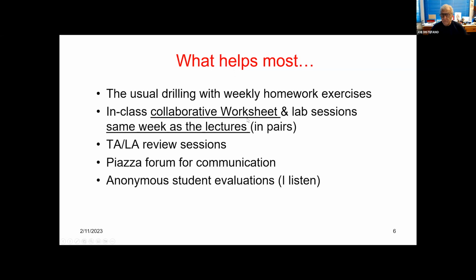We have a collaborative worksheet and then lab sessions as well. But the collaborative worksheet lays out questions for them, which they have to fill in, about what I've been talking about that week. And so they have an opportunity to reinforce what I'm saying, if they've been listening, in the same week. So I spend about an hour doing that on Thursday in a 4-hour lecture week.